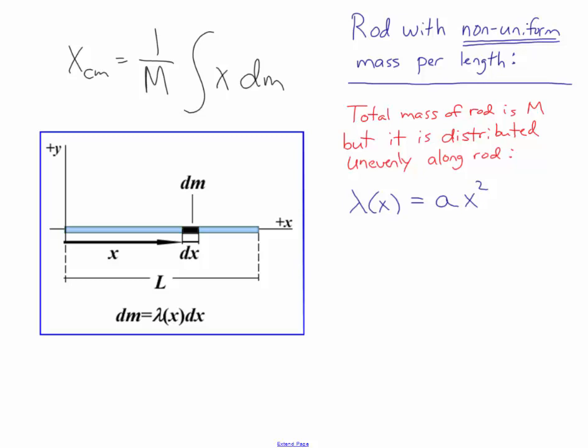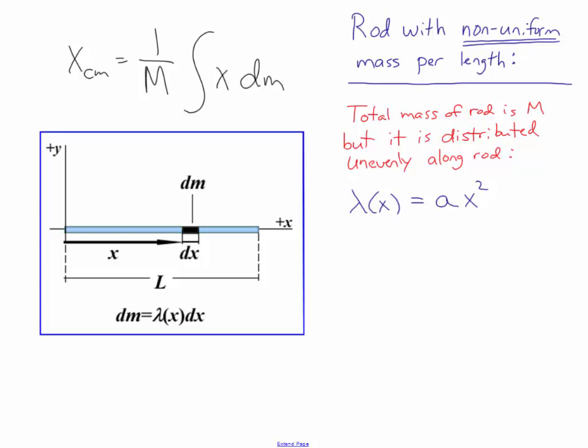The center of mass examples that we've looked at so far, where we've used integration, have been things where we've had a uniform density. We had a uniform mass per length, or a uniform mass per area, or a uniform mass per volume. Now we're going to look at a simple example where we have a non-uniform density. Here we have a rod that has a non-uniform mass per length.